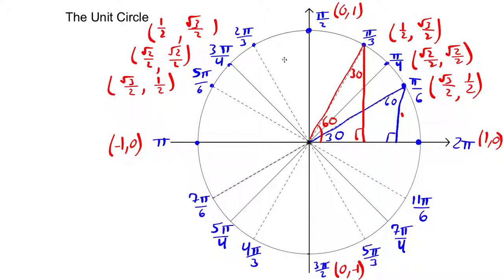Now, we have to be careful, though, because now we're in quadrant 2. In quadrant 2, all of the x values are negative. So what we want to do is make sure we put a negative sign in front of all these points. And then we continue down into the third quadrant. So we're looking at these points here.